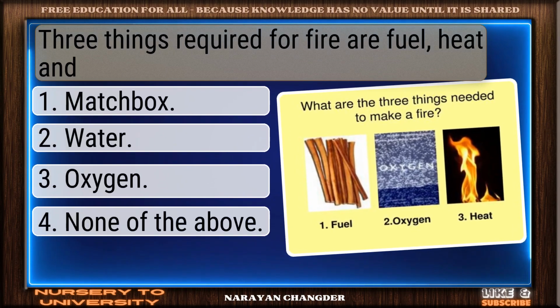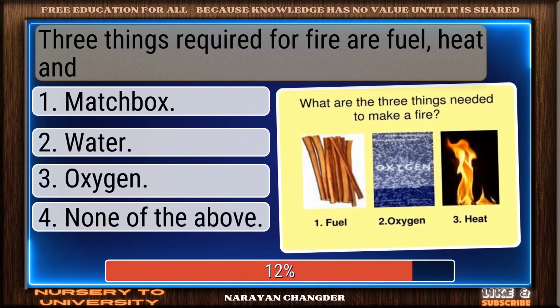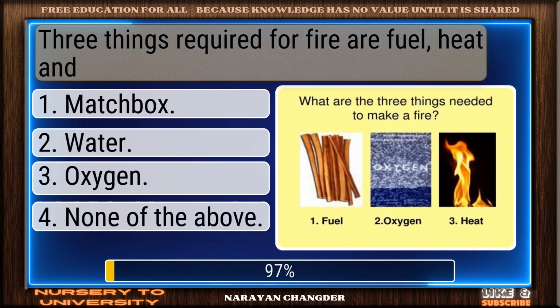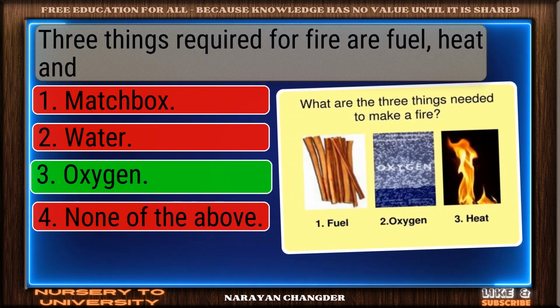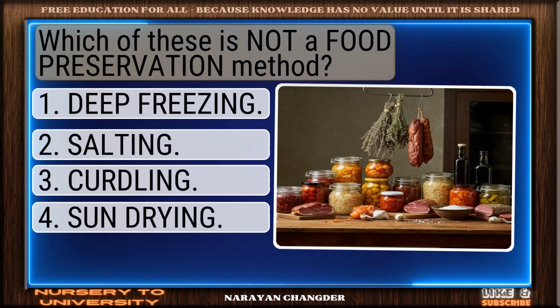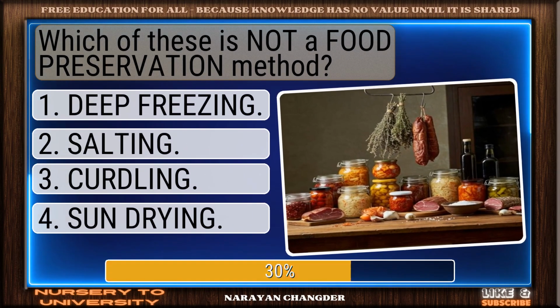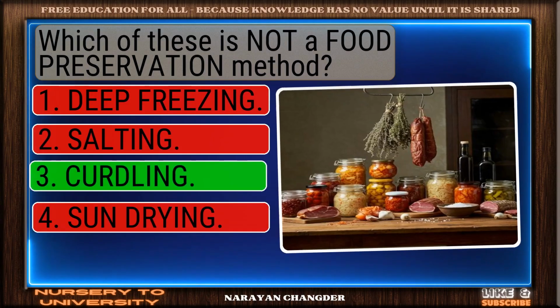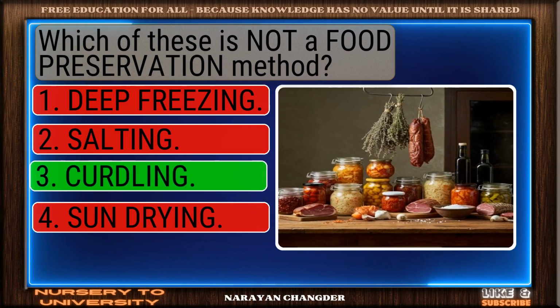3 things required for fire are fuel, heat and... Excellent choice. Oxygen is the right answer. Which of these is not a food preservation method? Perfect. Curdling is the correct choice.